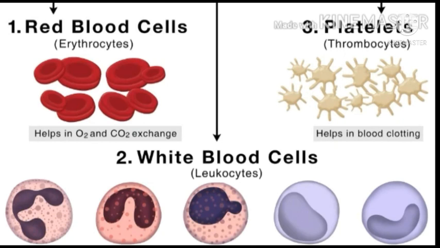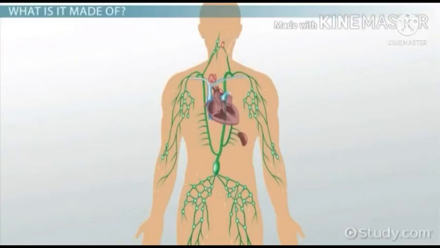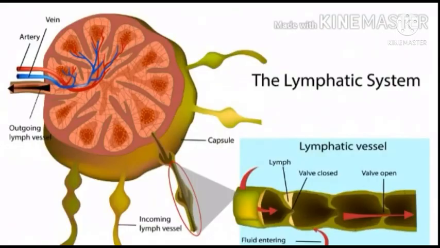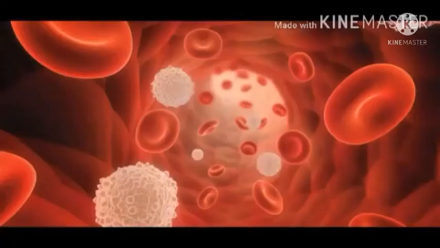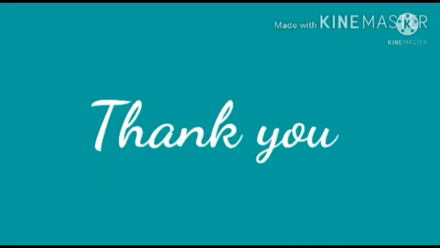Next one, lymph. Lymph is a colorless fluid filtered out of the blood capillaries. It consists of plasma and white blood cells. It mainly helps in the exchange of materials between blood and tissue fluids. That's all about connective tissues.